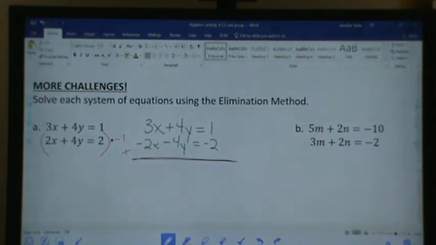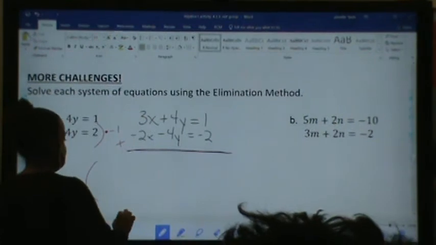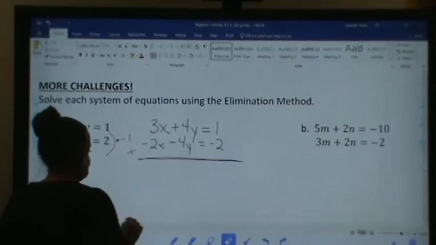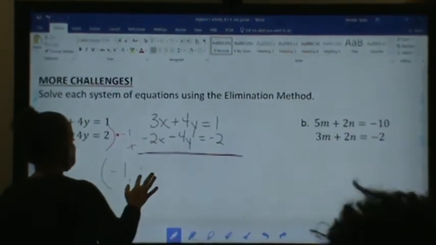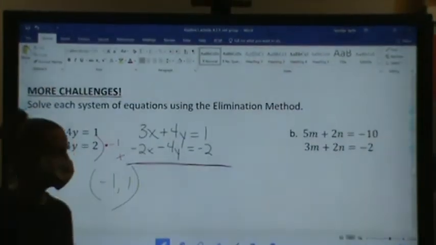Just be careful here, you found x equal to -1. So you have to plug in -1 for x, okay? I know that is tempting, especially when we go back and forth. So on this guy, you should get -1, 1.